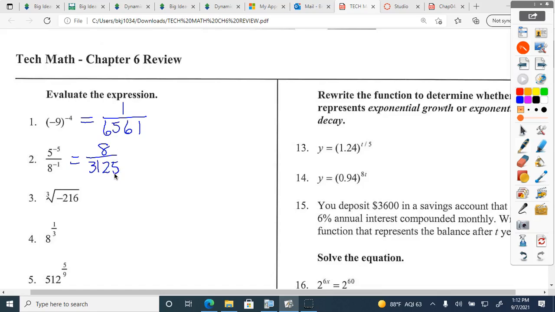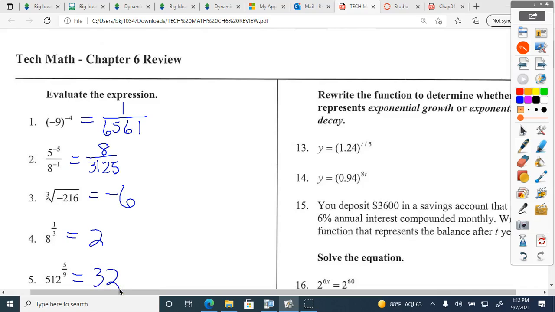Layton? Wasn't that you? What's the cube root of negative 216? Negative 4. I'm just kidding. It was negative 6. That is correct. 8 to the 1/3. Kyler, it's 2. And 512 to the 5/9 power was what, Ethan? 32. That's my boy. Those should be 5 given questions.